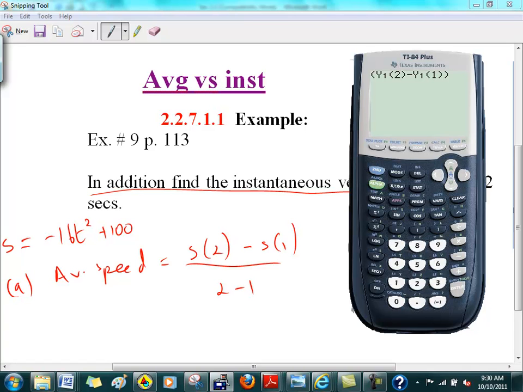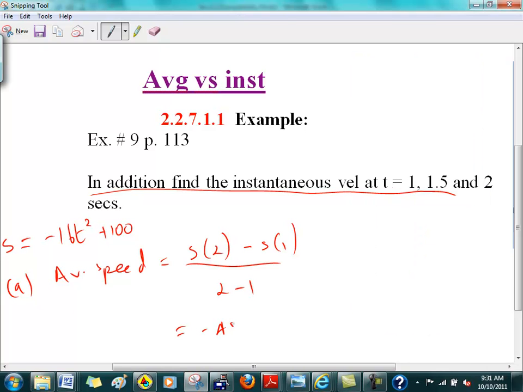Parentheses, be careful with the parentheses here, because someone in the last period didn't put it correctly and didn't get the right answer. Divide by 2 minus 1. So that gives me negative 48, and the units for distance are in feet and time is in seconds. So your answer should be negative 48 feet per second.